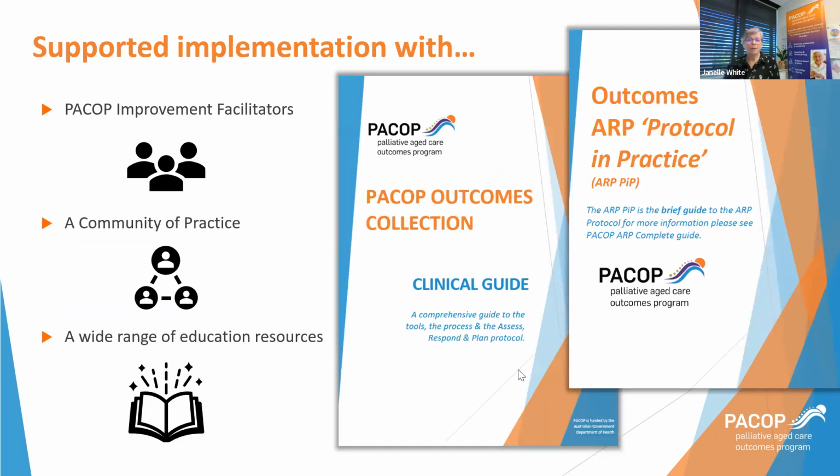The outcomes program, like the profile collection, is fully supported by a range of things. People such as Laura, who's one of our improvement facilitators. Every aged care home gets a designated improvement facilitator that walks them through implementation, embedding and sustaining the PACOP program, because we know and believe in this program so much. Every aged care home is entered into a community of practice for ongoing support through the process.